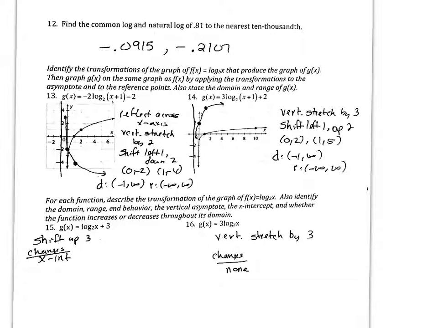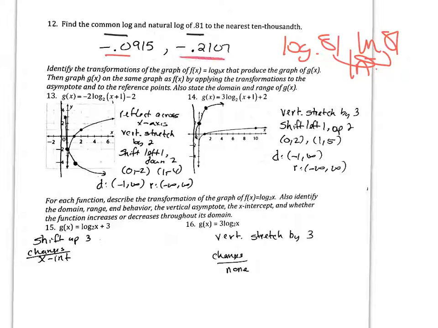12 is the easiest one on the whole test. Don't you dare think about missing that one. It says find the common log and natural log of 0.81. So all you do to get your first answer, you just punch this in. You take your calc, go log 0.81, and you're going to get that number right there. The second answer, you do natural log of 0.81, and you get that answer. That's all you do. Make sure you go 4 decimal places.